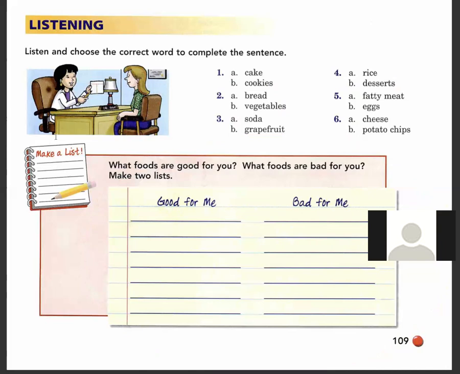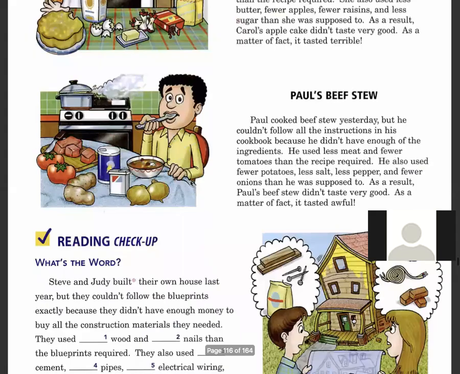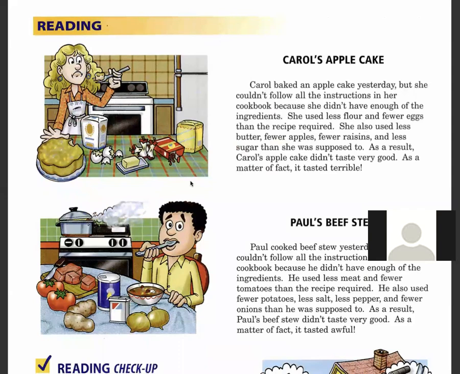All right, we're going to read a story. The story is titled Carol's Apple Cake. Carol's apple cake. Here we go.